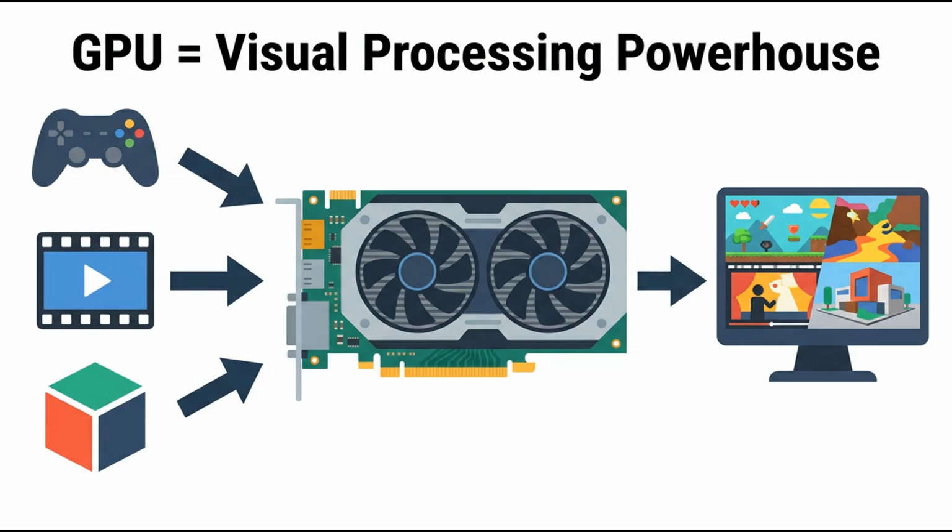Now let's talk about the GPU, the graphics processing unit. This chip handles everything you see on screen, rendering images, videos, and animations. Gamers love powerful GPUs because they're what makes games look stunning and run smoothly. But GPUs are also used for video editing, 3D design, and even AI processing. Your monitor plugs into the GPU, not the CPU.